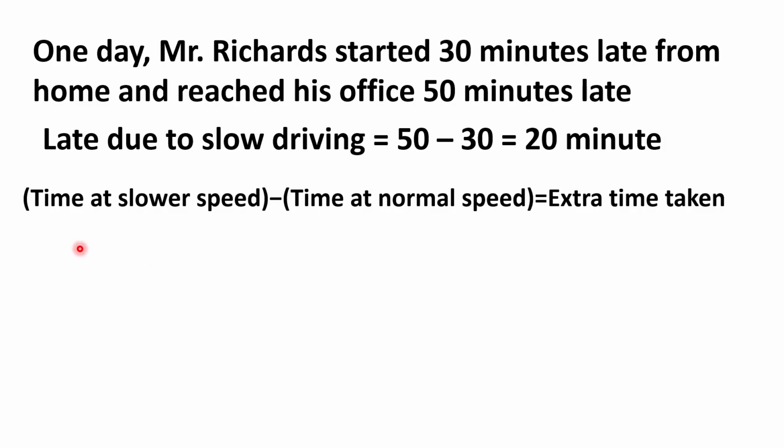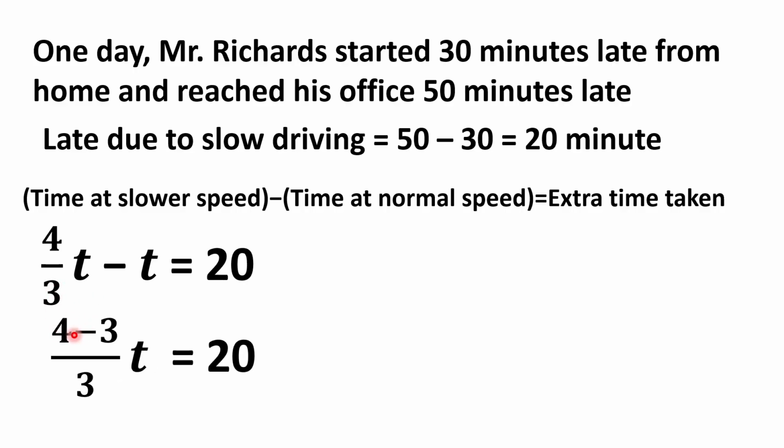Therefore, we can use this formula: time at slower speed minus time at normal speed equals extra time taken. So time at slower speed, this is our new time which we have calculated. So this is 4 divided by 3 t, and normal time is t. So 4 divided by 3 t minus t, and extra time taken is 20 minutes. So this is our equation, and we will solve this equation to calculate the time. So let's solve this equation.